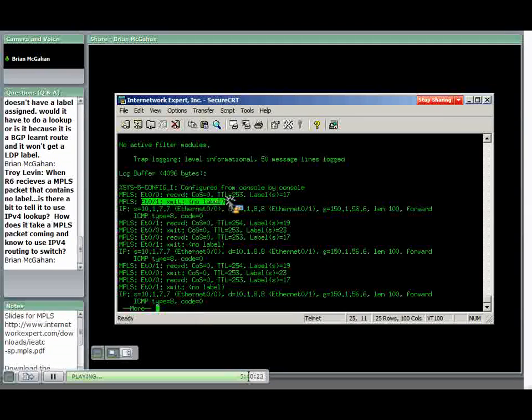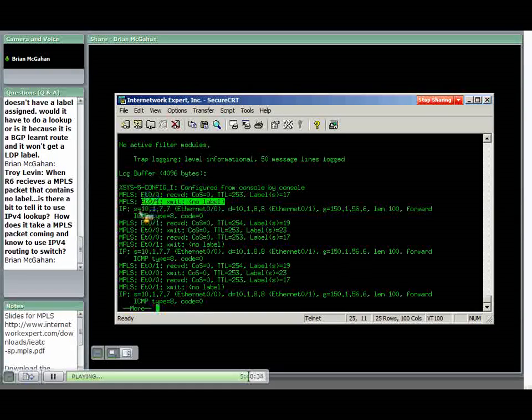Okay, let's look at the debug output on router 5. At router 5, when the traffic is going from router 7 to router 8, router 5 is the one that is going to do the PHP operation. It is popping the label as it's going out to router 6.